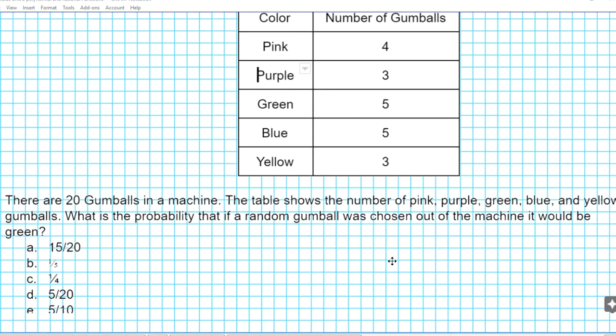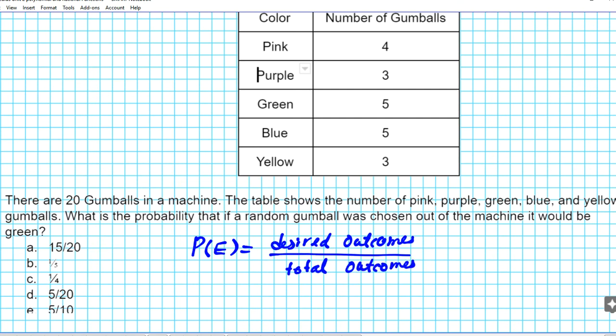For number 8, there are 20 gumballs in the machine. The table shows the number of pink, purple, green, blue, and yellow gumballs. What is the probability that if a random gumball was chosen out of the machine, it will be green? So probability of an event is basically desired outcomes divided by the total number of outcomes.